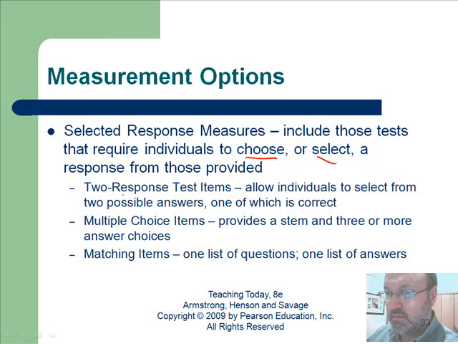First of all, a two-response test item allows individuals to select from two possible answers which one is correct. Okay, what is two-response? Generally, it's this one response you pick, or this. That's generally what two-response items are. The next is multiple choice, which provides a stem of three or more choice answers. Okay, you know that. And then there's matching items, one list of questions, one list of answers. You know about that.